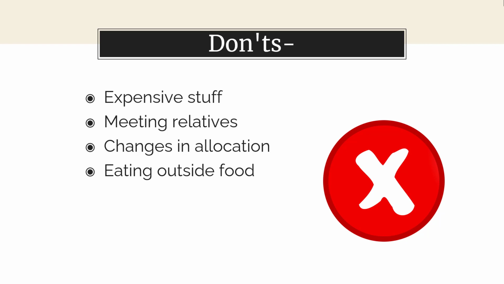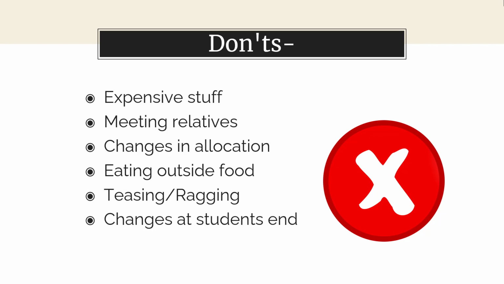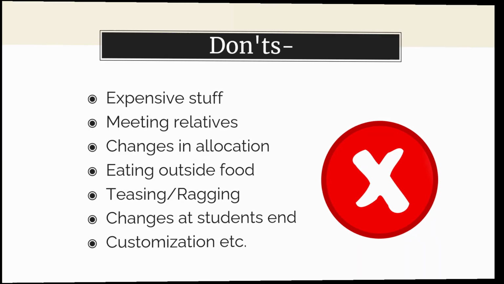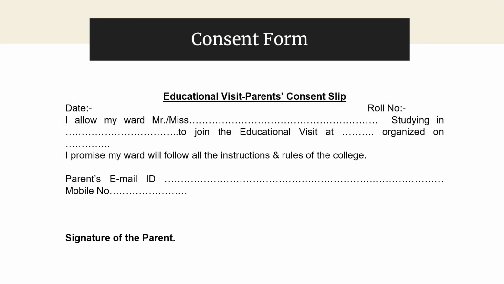And also avoid eating outside food, especially if you're going for a 2, 3, or 4, 5 days visit, because eating outside may cause some kind of food poisoning and lead to a health issue. So avoid outside food. Also teasing or ragging sort of stuff with peers, or if you have seniors or juniors with you, don't do that. It is strictly prohibited. And changes at the student's end are not allowed, or any sort of customization which a student does at their end is not allowed. Also don't do them.